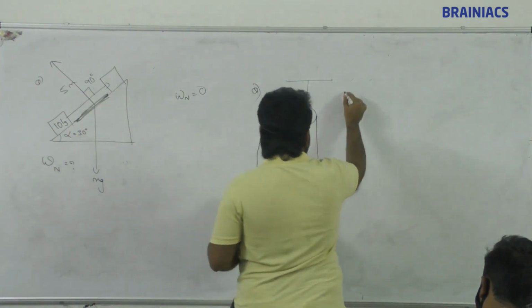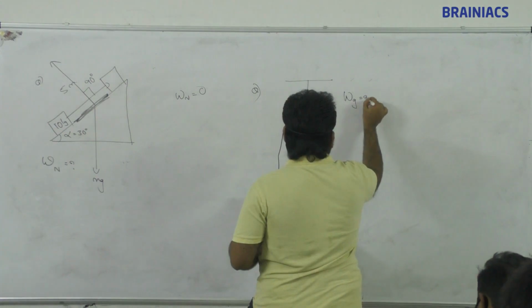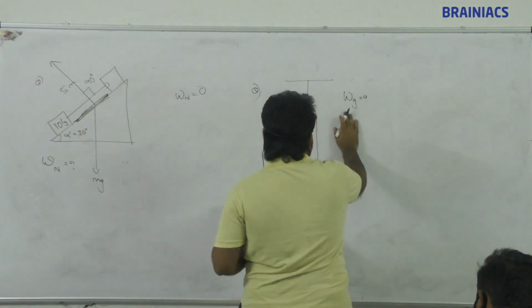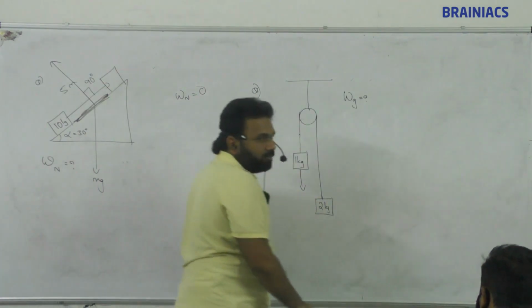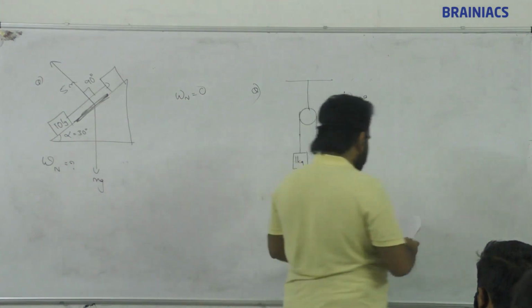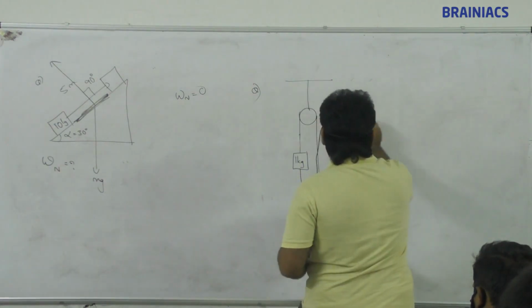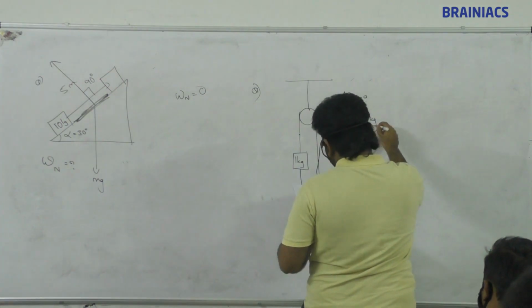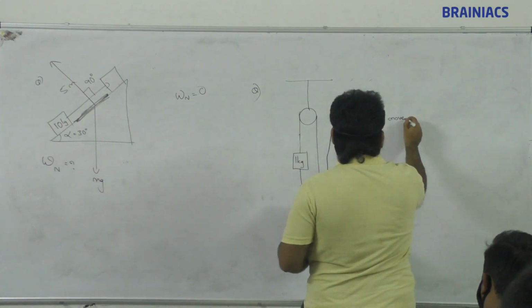Okay, what is the work done by gravitational force on both the masses, if the 2 kg mass moves down by 3 meter?